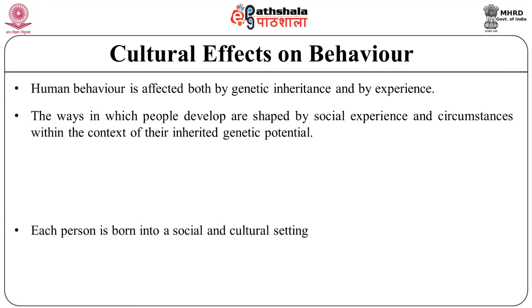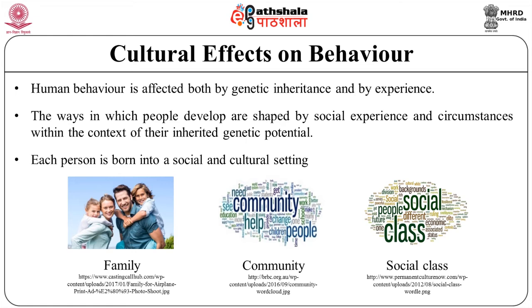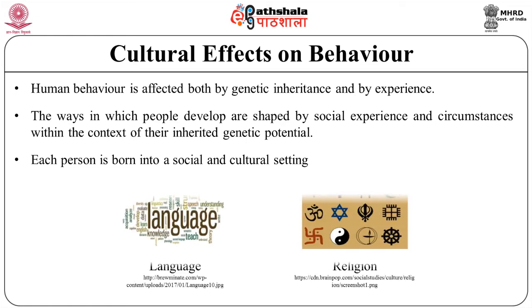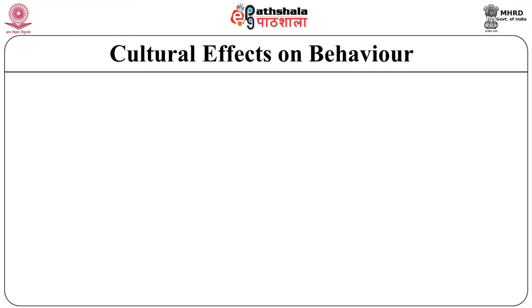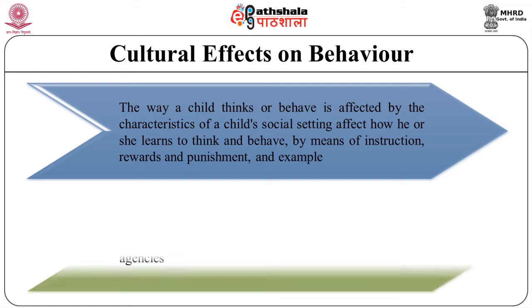inherited genetic potential. Each person is born into a social and cultural setting: family, community, social class, language, religion, and eventually develops many social connections. The way a child thinks or behaves is affected by the characteristics of the child's social setting, which affects how he or she learns to think and behave by means of instructions, rewards and punishments, and examples.